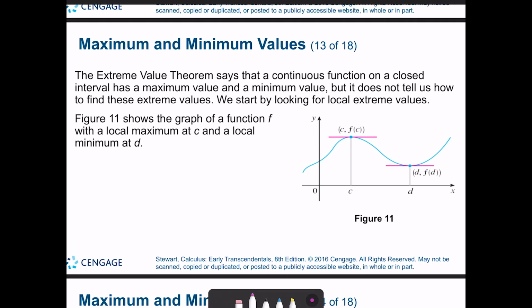So the extreme value theorem says that a continuous function on a closed interval has a maximum and a minimum value. Great. But it doesn't tell us how to find these extreme values. On this particular figure, figure 11, look at the location of these extreme values. Here we are at the top of a hill, (c, f(c)), and at the bottom of a valley, (d, f(d)). Right, that looks reasonable, but how am I supposed to find those?